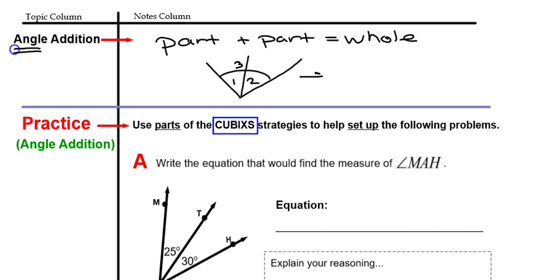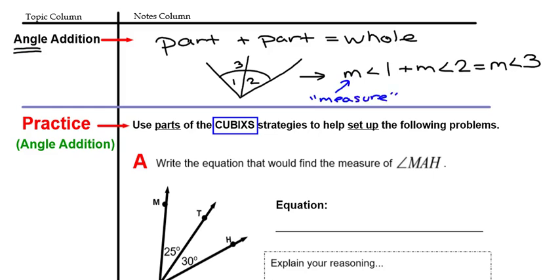Angle addition would be taking the measure of angle 1 plus the measure of angle 2 and equaling to the measure of angle 3. This little m is a way for us to show that we are talking about a measure. That is a degree. That is just a notation. That means that we are putting in a degree right there. So again, the measure of angle 1 plus the measure of angle 2 equals the measure of angle 3.